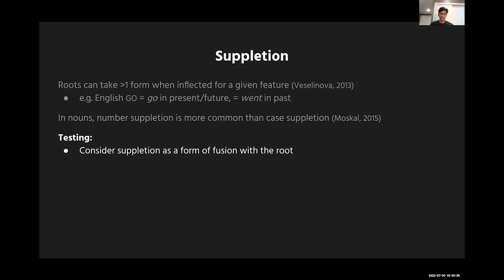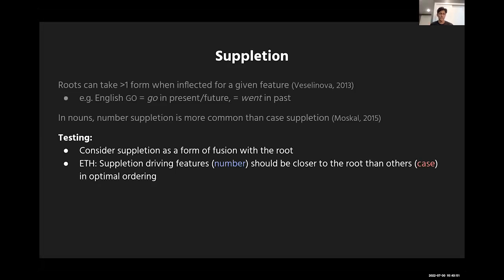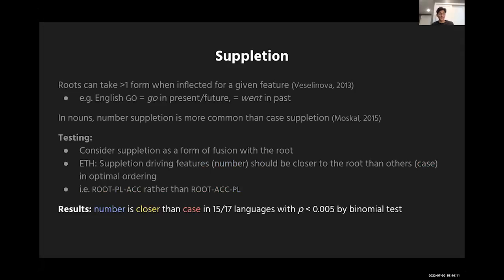Essentially, we considered suppletion to be a form of fusion with the root. The idea is that a feature that causes suppletion is actually fusing with the root rather than just being a suffix. So the ETH would suppose that suppletion-driving features like number should be closer to the root in optimal ordering than others like case. Basically, we would look at optimal ordering and see whether number tends to be closer to the root than case across languages. We found that this is true across 17 languages, 15 of which showed this phenomenon, again with significance by binomial test. So this again confirms what we would expect from the ETH.